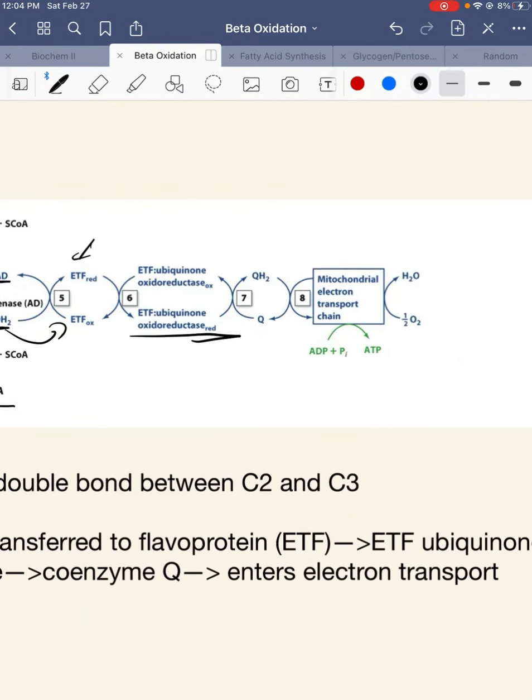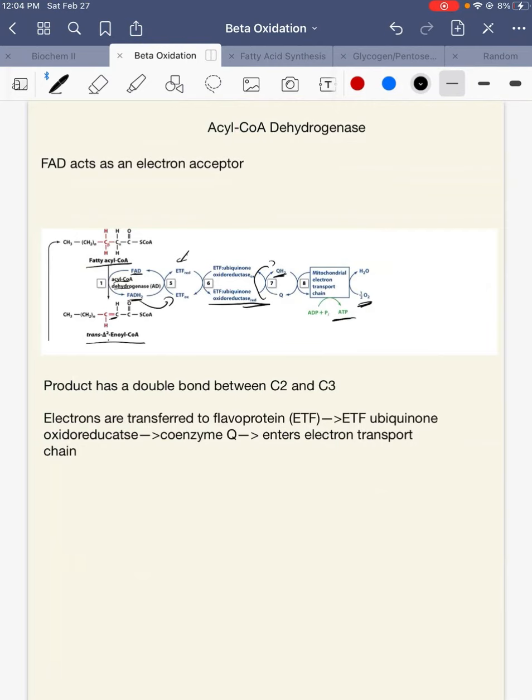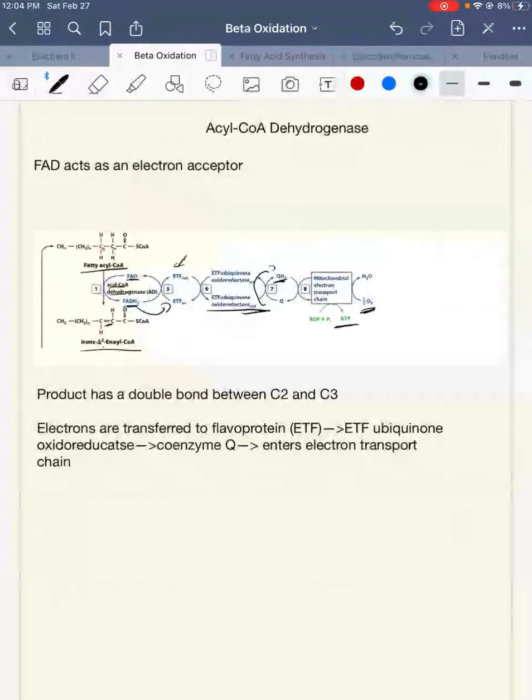And then once we get that reduced form, we can give the electrons to coenzyme Q. So we have reduced coenzyme Q, or ubiquinone. Or the reduced form would be ubiquinol. And then ubiquinol can go into the electron transport chain and eventually give the electrons to oxygen. And then this is your ETC stuff, and then we'll make ATP. So when we oxidize the fatty acyl-CoA, we reduce FAD into FADH2, which then gives electrons, and the electrons eventually enter the electron transport chain, and then we make energy for the cell.